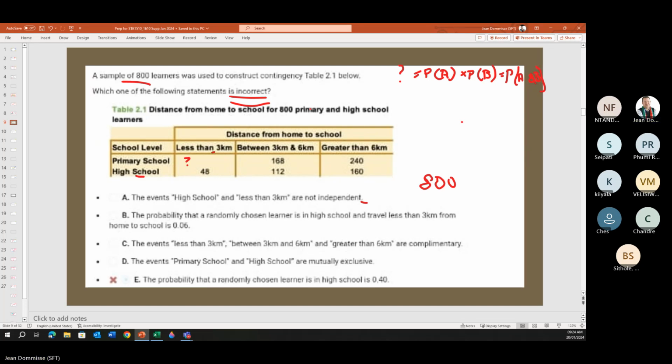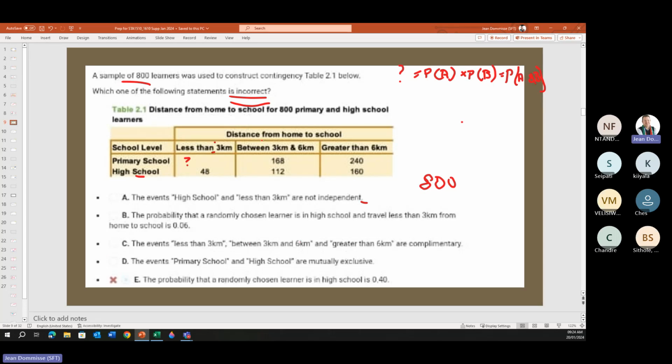So let's do it. I would normally first look at other options, so let's first look at a few other options to see if there's things that we can eliminate before we need to work out anything. The probability that a randomly chosen learner is in high school and travels, okay, there we also need to do a calculation. The events less than 3 kilometers, between 3 and 6, and greater than 6 are complementary.